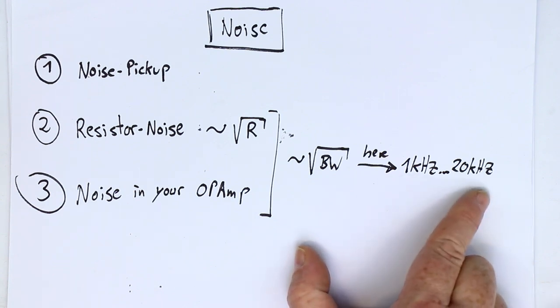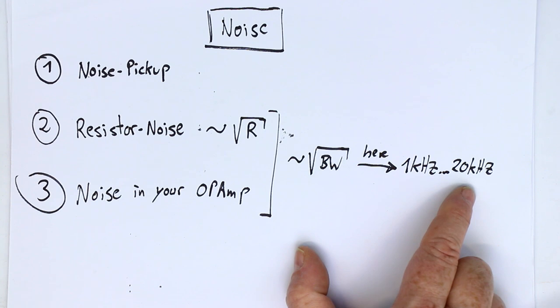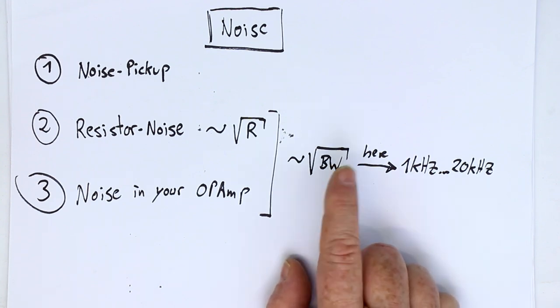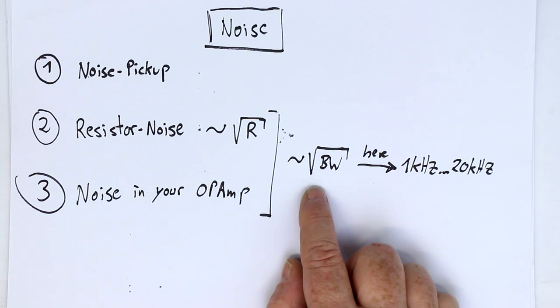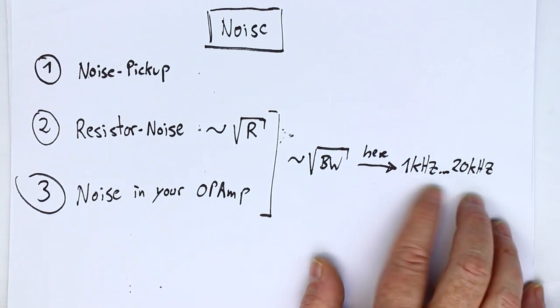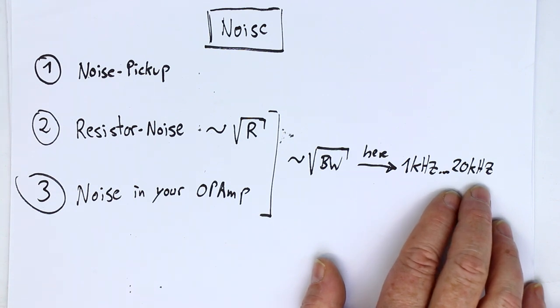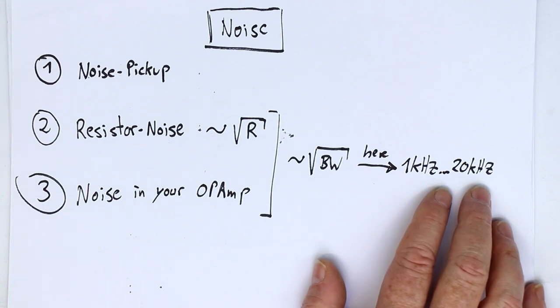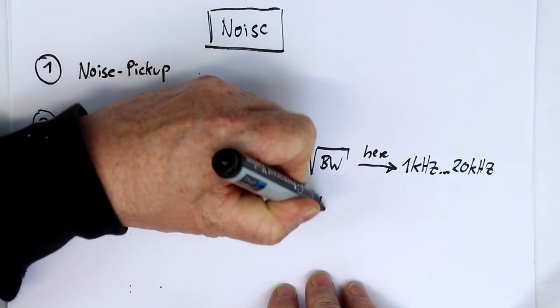If we don't do it, and let's suppose we design our op-amp circuit to work up to the megahertz region, which is totally unnecessary, then your noise will be greater simply by choosing too large a bandwidth. So you should always limit your bandwidth when noise is important to the frequency range that you're dealing with in your circuit. And this is quite easy, because we will also in another episode see that you have a lot of unwanted low-pass filters.